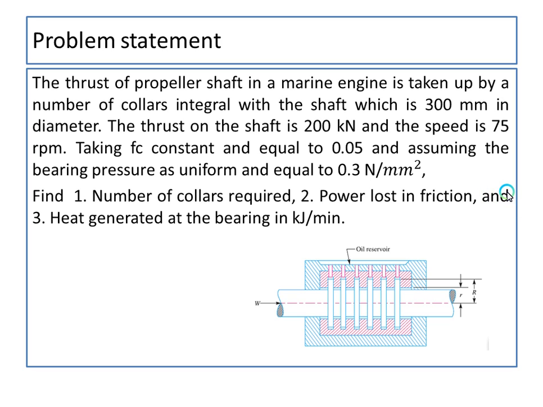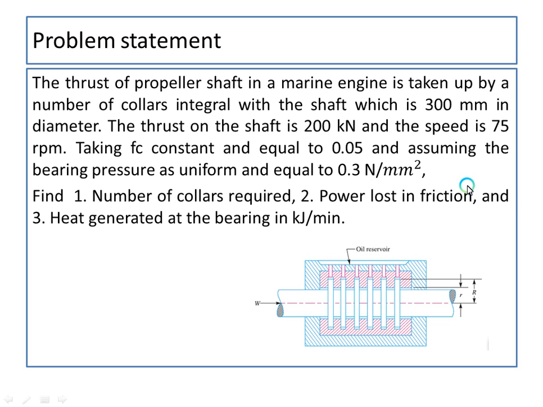So one thing you need to understand in this problem: it is a marine shaft used for the propeller where the collars are integrated with the shaft. We need to calculate how many collars are required for this purpose, and we need to calculate what is the power lost in friction and also the heat generated in the bearing in kilojoule per minute.